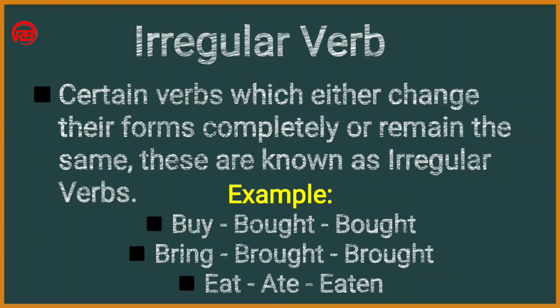And next, let me see what an irregular verb is. Certain verbs which either change their forms completely or remain the same are known as irregular verbs. So in a regular verb, the form will not be changed. We have to just add D or ED or IED to the verb. But in an irregular verb, the entire form will be changed.